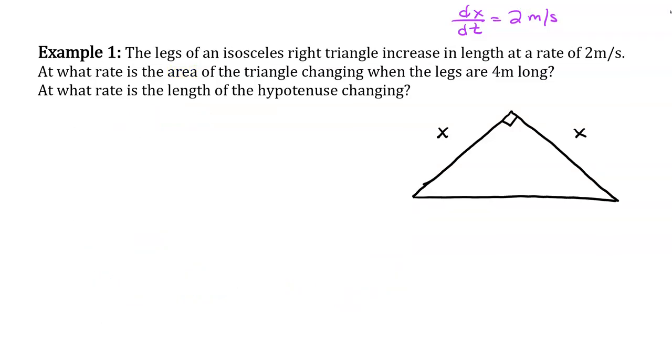For the next question, we did that part. For the next question, it says, at what rate is the length of the hypotenuse changing? So we're not talking about area anymore. We don't need that area formula. What we're going to need is the formula for side length of a right triangle. So that is the Pythagorean theorem, otherwise known as a squared plus b squared equals c squared, where c is always the hypotenuse.